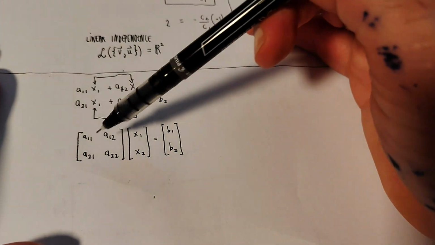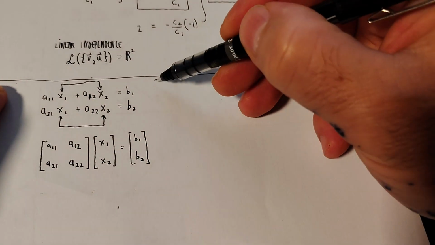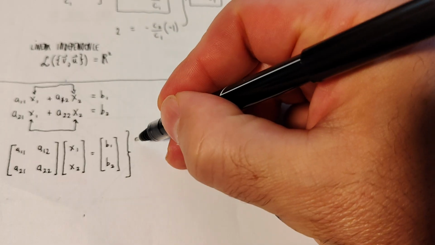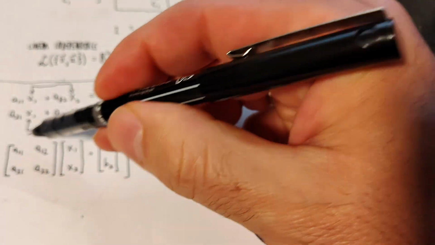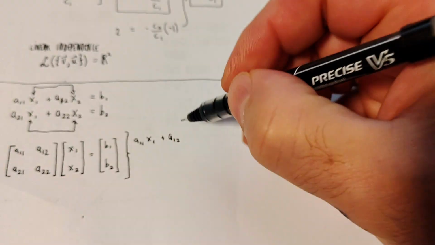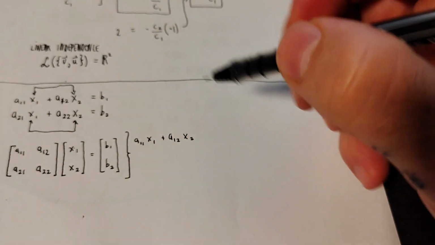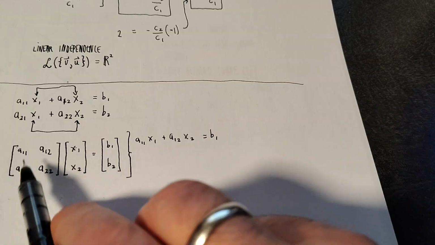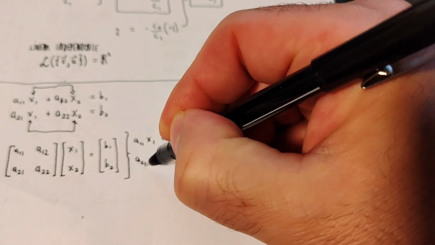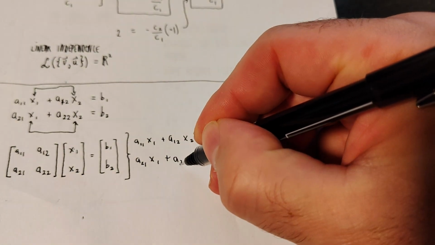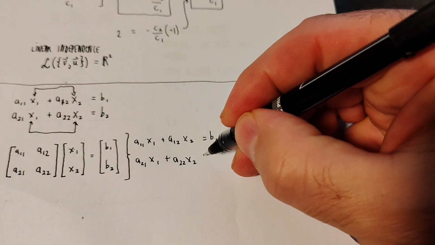All right, so if I multiply this through, what I'll get is a11 times x1, this times that, plus this times that, plus a12 times x2 equals this entry up here, equals b1. And then down below, you multiply across, and again, it's first elements multiplied with each other and added. So a21 times x1 plus a22 times x2 is equal to b2.